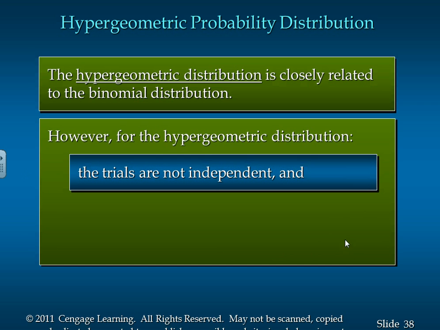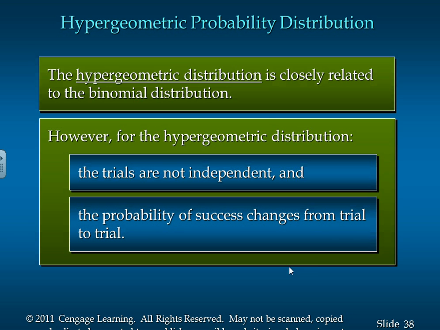The trials are not independent of each other. So I flip my coin, and on the way up, it gets shaved by some wombat up here, and it doesn't drop. It's the same coin. And then I flip it again. Now it's not independent anymore, because somebody was doing something. Probability of success changes from trial to trial.